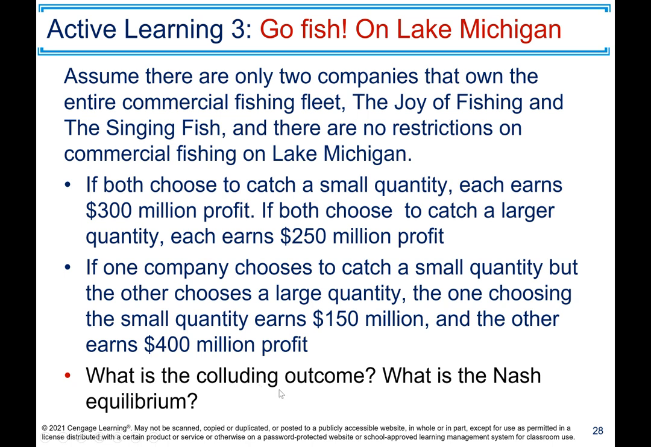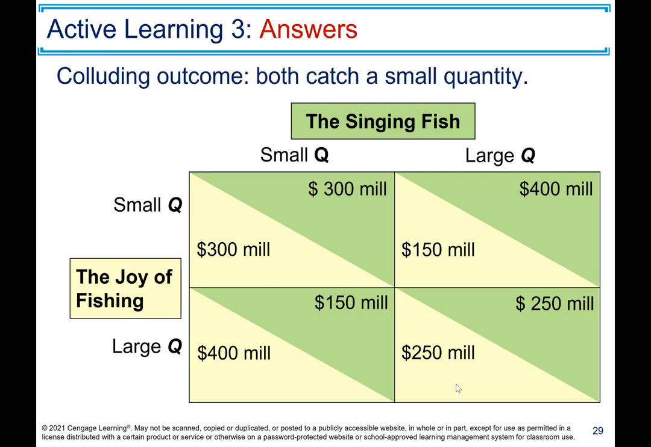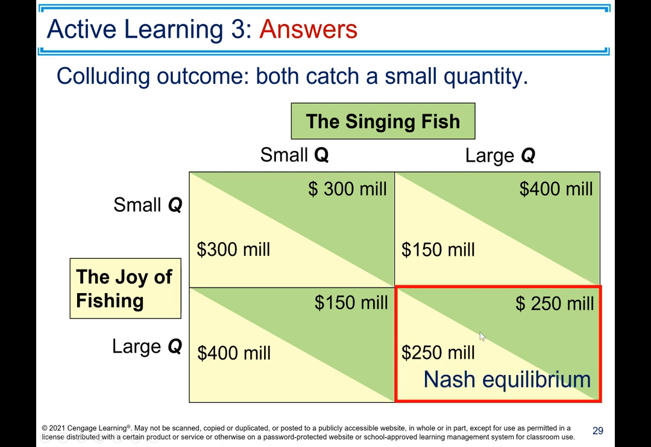What is the colluding outcome? What is the Nash equilibrium? The diagram shows the colluding outcome: both catch a small quantity. The Nash equilibrium is both catching a large quantity, with $250 million profit each.